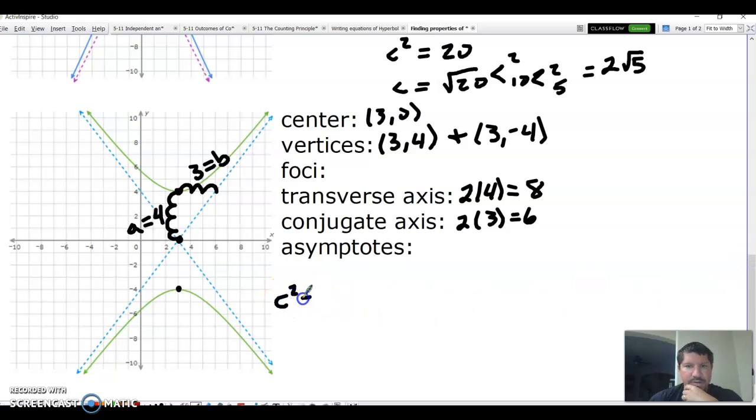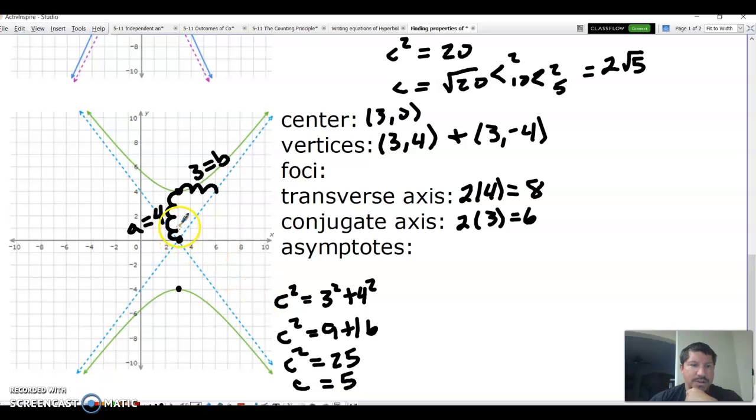So c squared is equal to 3 squared plus 4 squared, or c squared is equal to 9 plus 16. C squared equals 25, which means C would be 5. So from here up 5 and from here down 5, which means my foci is going to be at 3, 5 and 3, negative 5.